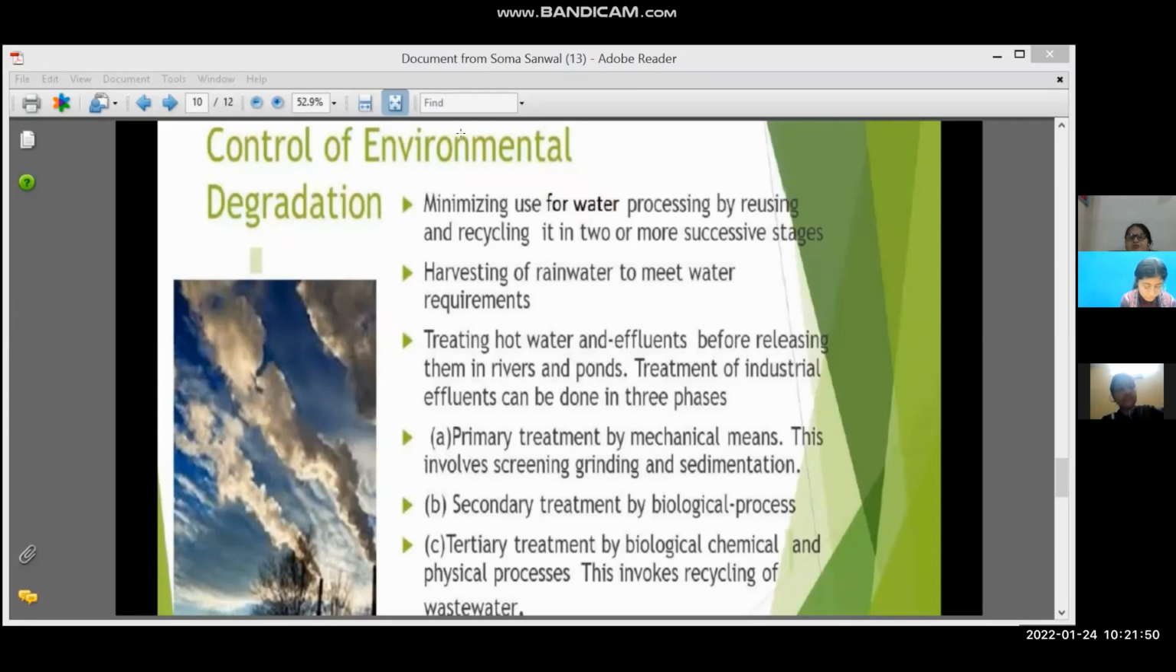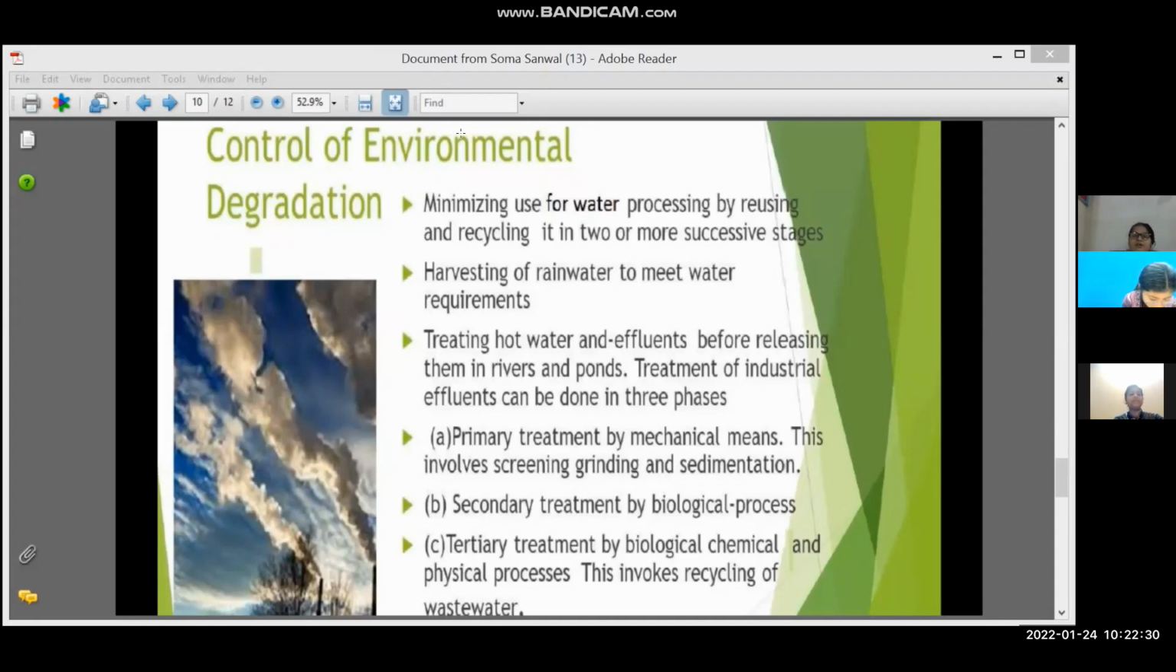So naturally, we have to adopt many methods to bring this pollution under control. So now we would study how we can control the pollution which is caused by different industries. So the first is minimizing the use of water in processing by reusing and recycling it in one or more successive stages. The industries during their processing release a lot of water. This water can be recycled and reused. Instead of throwing it into the water bodies, we can recycle it and reuse it.